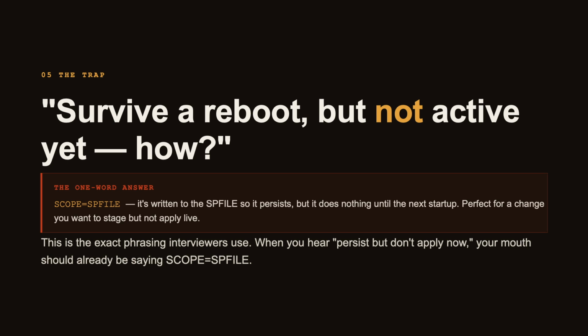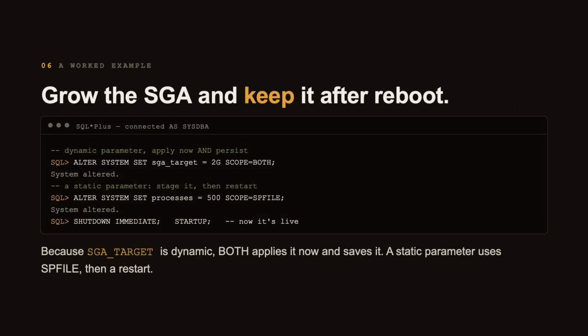So train the reflex. The moment you hear persist but don't apply now, your mouth should already be forming the words, scope equals SPFILE. Let's make it concrete. Say you want to grow the shared memory target and keep it after reboot. You'd run ALTER SYSTEM SET SGA_TARGET = 2G SCOPE=BOTH, because SGA_TARGET is a dynamic parameter. Both applies it to the running instance immediately and saves it into the SPFILE for the future. Perfect, one command. Done.